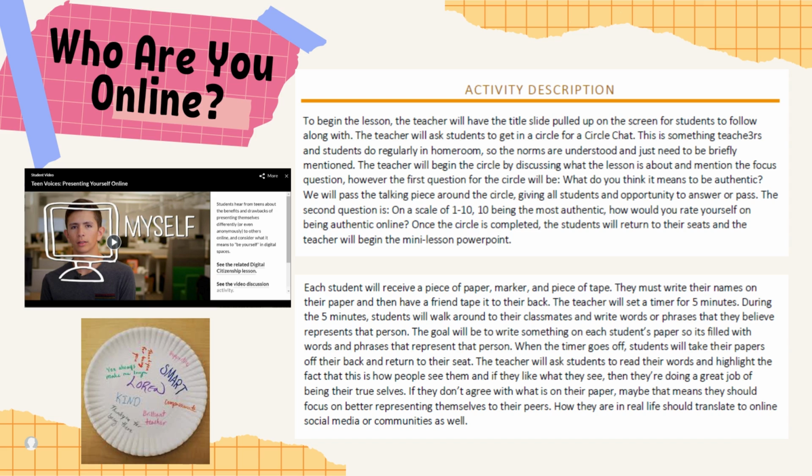So when that timer went off after the 5 minutes, students took the papers off their back and returned to their seat. I asked the students to read off the words, and I really highlighted the fact that this is how people are seeing them and that they need to take that to heart. They're doing a great job of being their true selves if they're agreeing with the things that they see on their paper. But if they're getting upset or seeing things that they don't really believe are true about themselves, it might mean that they aren't representing themselves in the best way possible, and that's something that they should reflect on. I told them that this doesn't mean that that's exactly who they are, but it was just an opportunity for them to reflect and think about it.